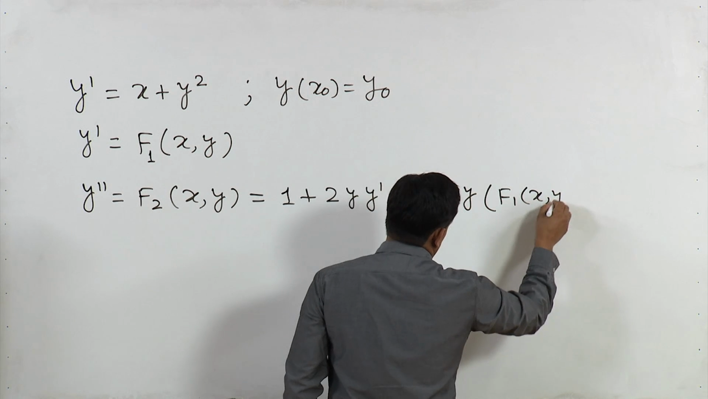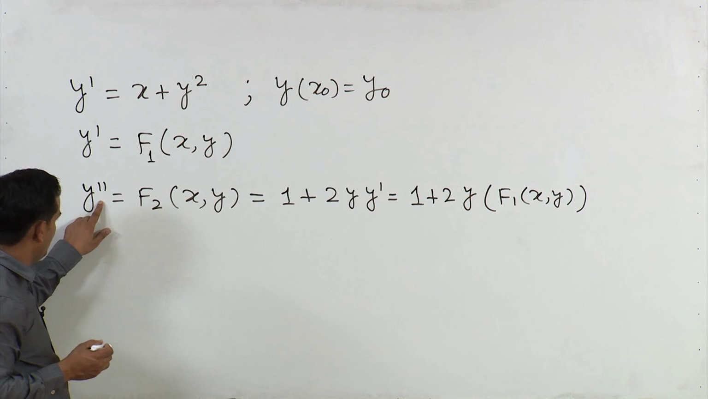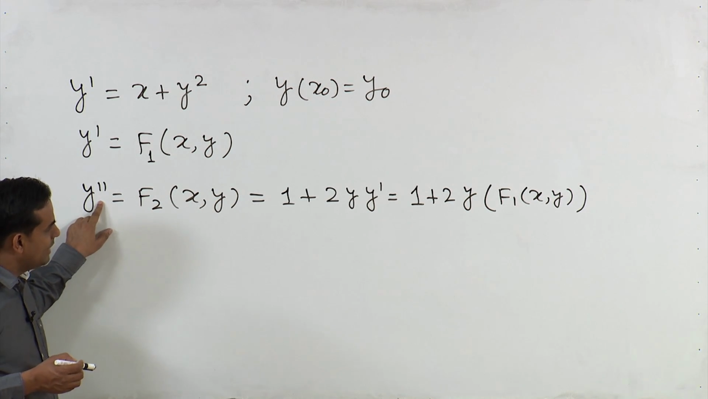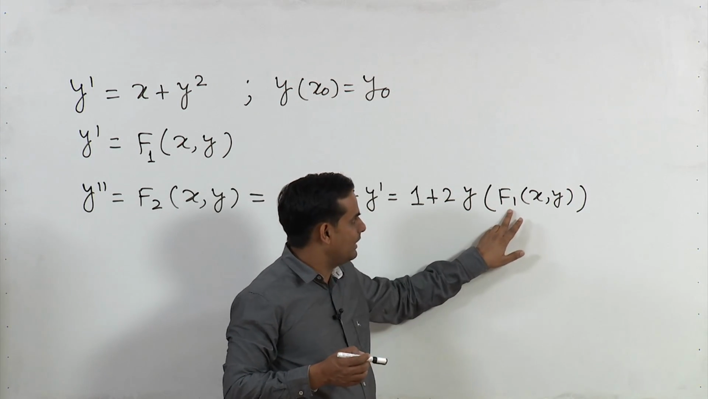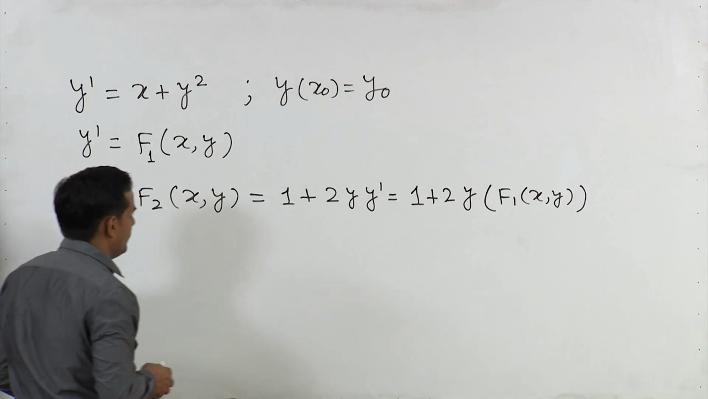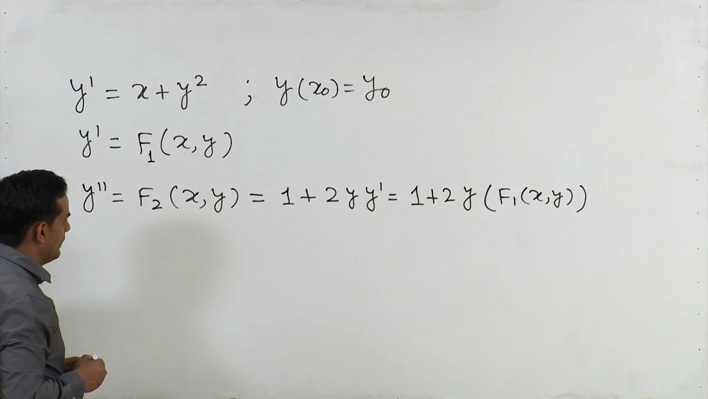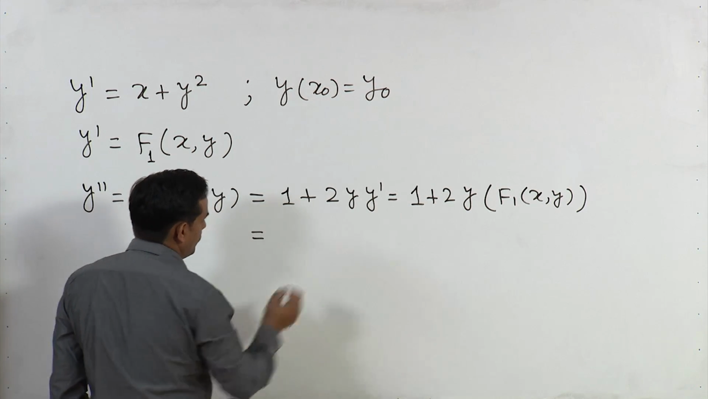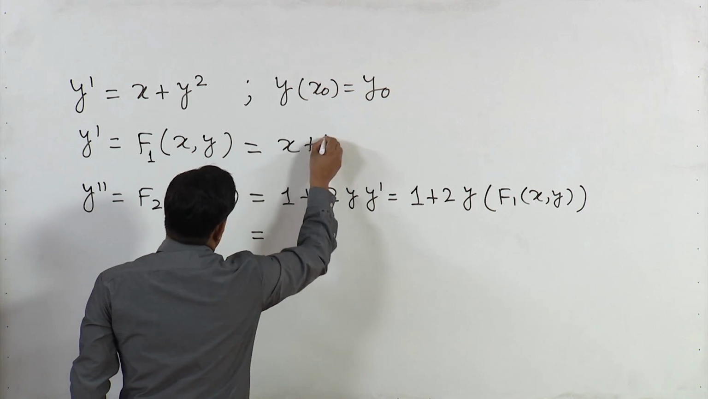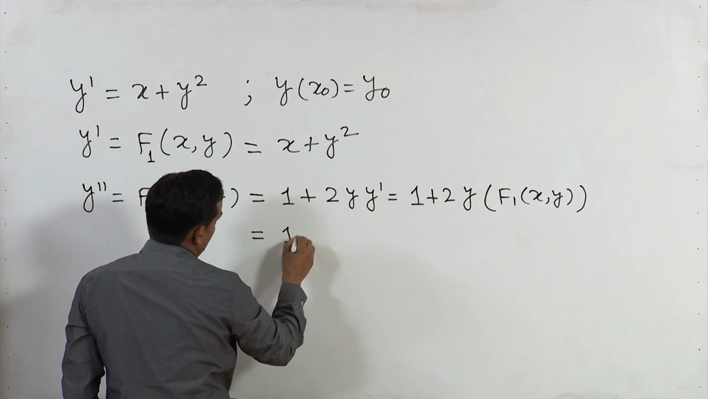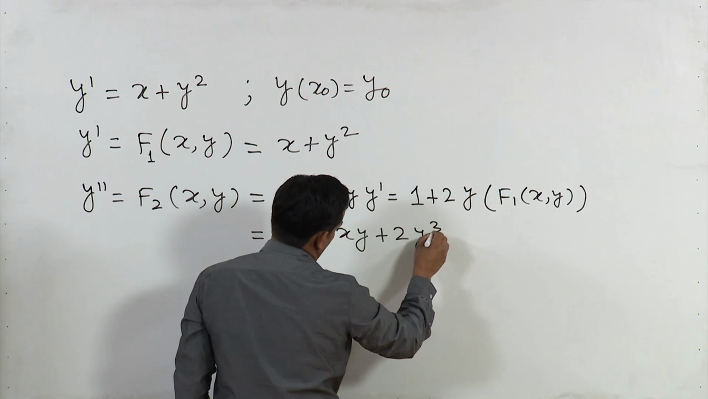which is f1 of x y. Here you can note that for calculating the second order derivative of y, that is y double prime, we need the value of y as well as the value of capital F1 x y, that is the derivative of y which is of order less than 2. If I substitute the value of f1 x y from here, that is x plus y square, it will be 1 plus 2xy plus 2 times y cube.